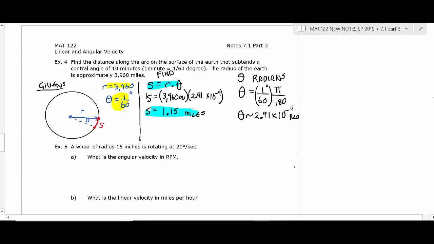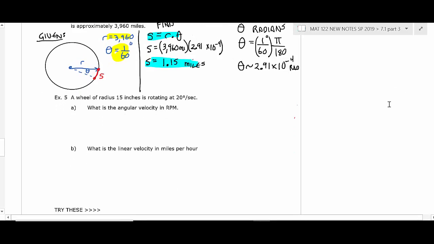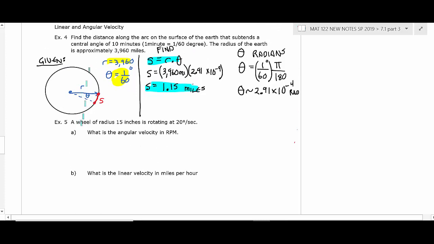Okay, so going on to this next one. This says you have a wheel of radius 15 inches rotating at 20 degrees per second, and we're going to find the angular velocity in RPM. So again, let's write down what we're given, and let's use the right variables. Well, this is pretty obvious. The radius is 15 inches, and we use r for the radius. But what is 20 degrees per second?